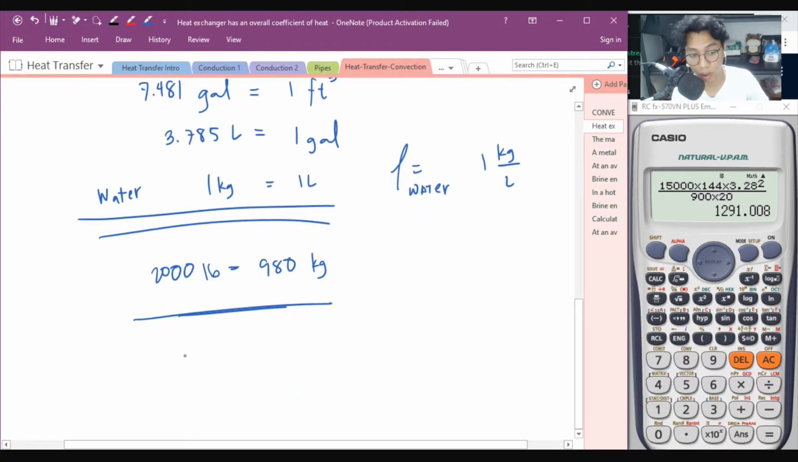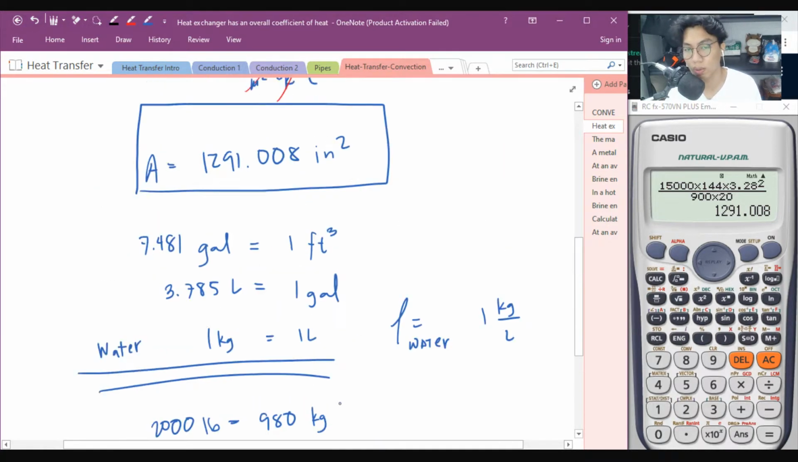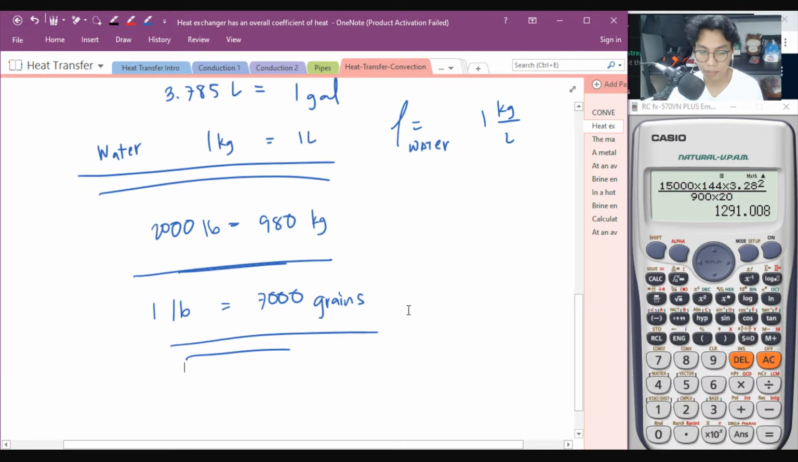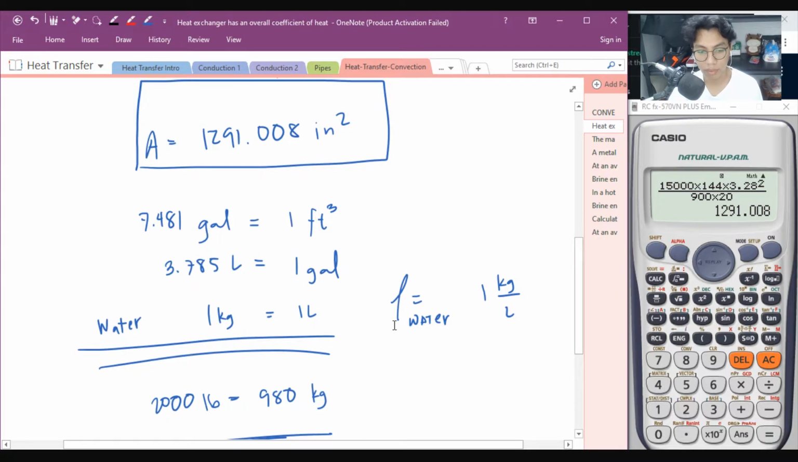Tapos, 1 pound, 7,000 grains. Huwag niyong kalimutan to, mga conversion factors na yan. Okay? Tandaan na ba yan? Let us proceed.